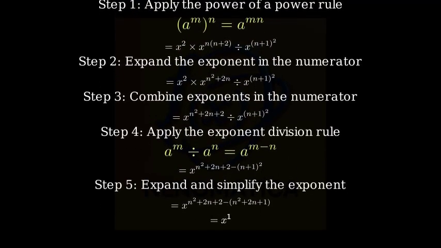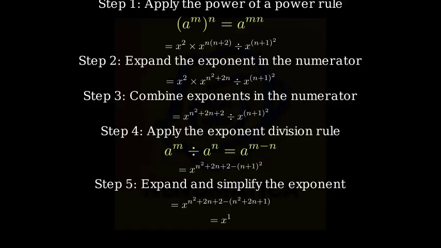Step 5. Let's expand and simplify the exponent. First, we expand n plus 1 squared, which equals n squared plus 2n plus 1. So our expression is now x raised to the power of n squared plus 2n plus 2 minus n squared plus 2n plus 1. Simplifying this, we get n squared plus 2n plus 2 minus n squared minus 2n minus 1, which equals 2 minus 1, or simply 1. So our expression simplifies to x raised to the power 1.